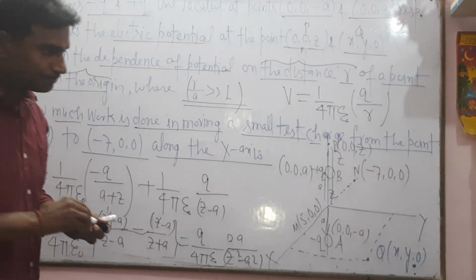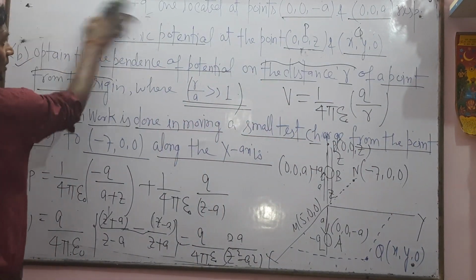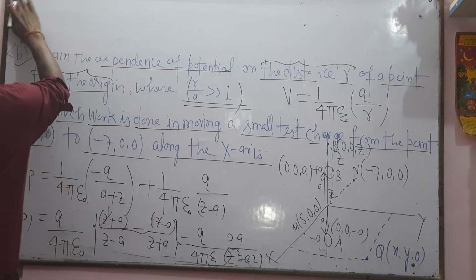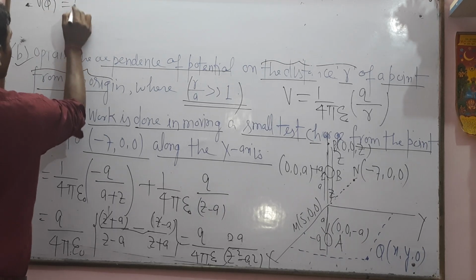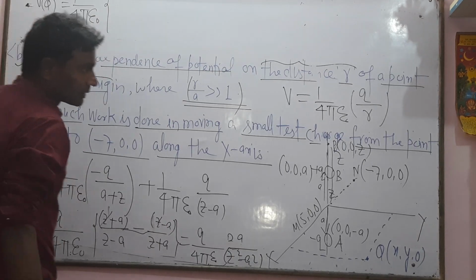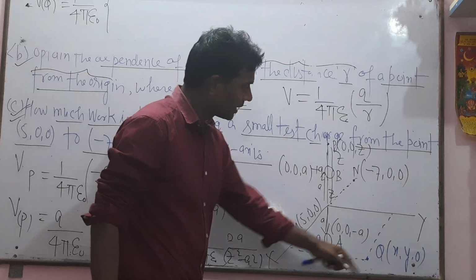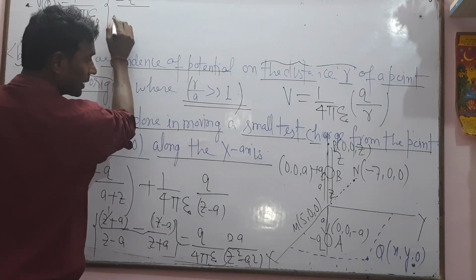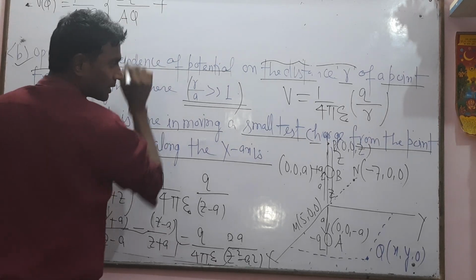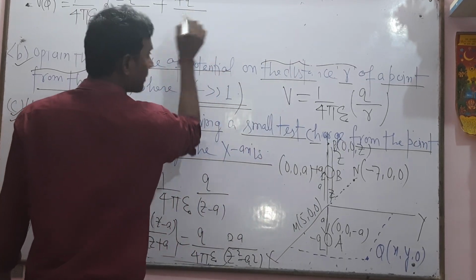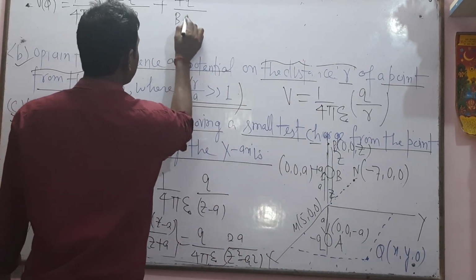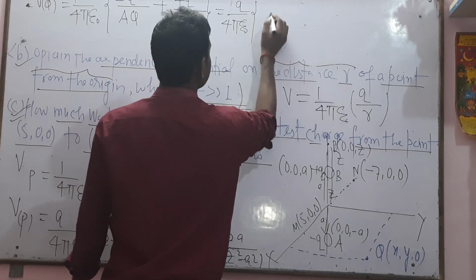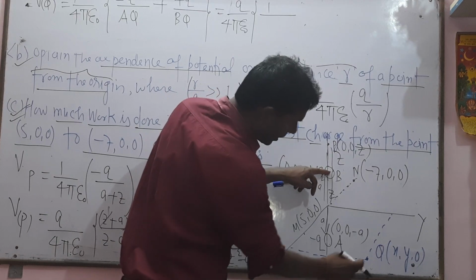So electric potential at Q point equals 1 upon 4 pi epsilon naught into the Q charge and minus Q charge. Due to the minus Q charge, that is minus Q divided by AQ. Plus, due to the plus Q charge, that is plus Q divided by BQ. Equal to 1 upon 4 pi epsilon naught into Q common, 1 upon BQ minus 1 upon AQ. BQ is what? This is the B point and this is the Q point.